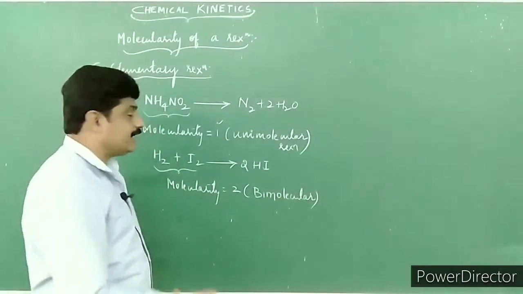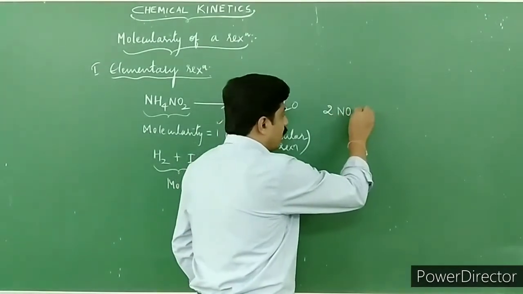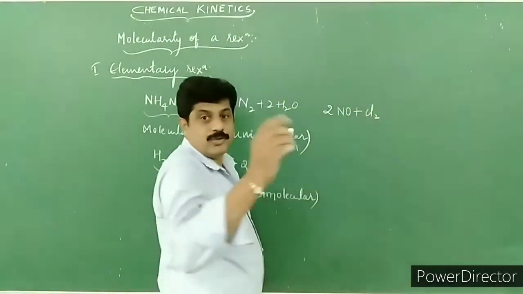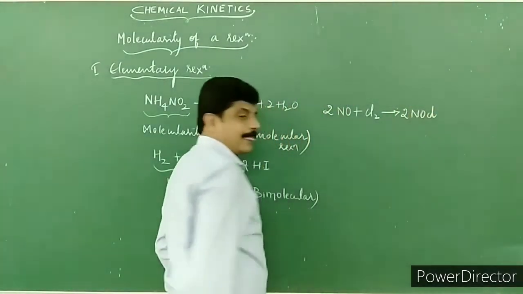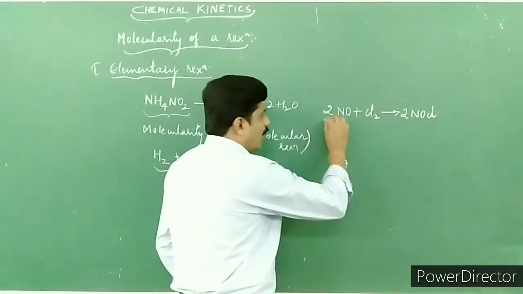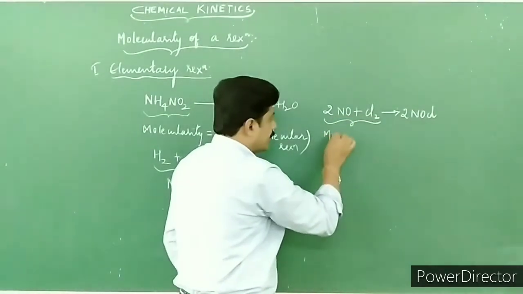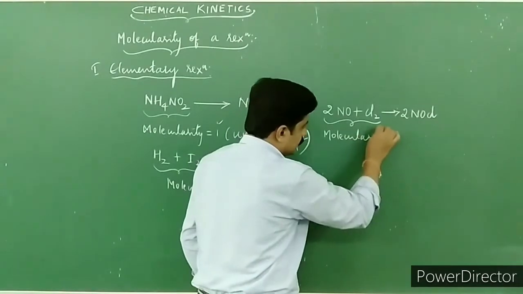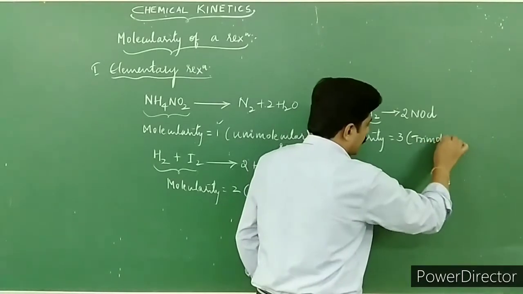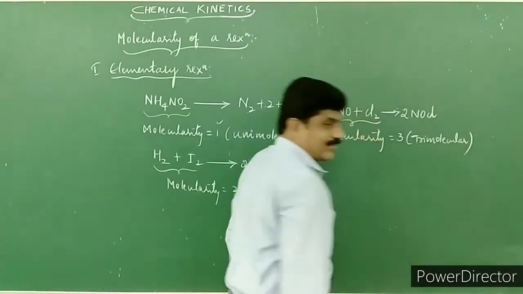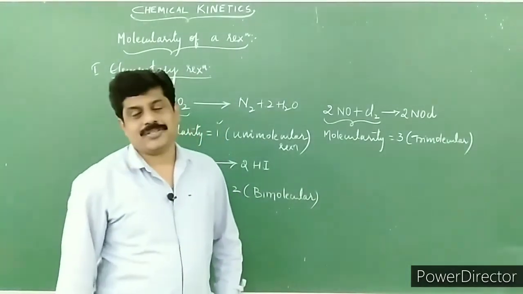Let me quote one more example, children. Look at here. In the case of nitric oxide, two molecules of nitric oxide combine with chlorine to form 2NOCl. In this case, look at here. Totally how many reactant molecules are involved? 2NO and 1 Cl2. That means molecularity is equal to 3, otherwise called trimolecular reaction. So that is in the case of elementary reaction.